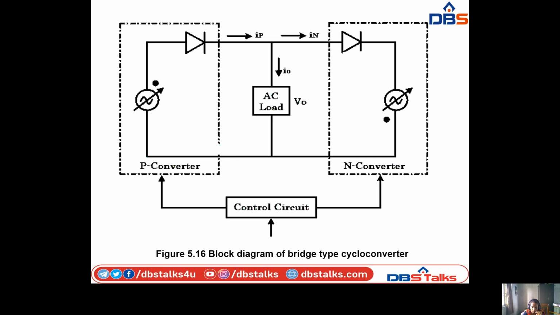Here, the current will flow from the P converter through the load and the N converter. So this is a block diagram for a bridge type cycloconverter. One converter will act as a rectifier and another converter will act as an inverter. So one will be acting in a conversion mode, and another one will be acting in an inversion mode.